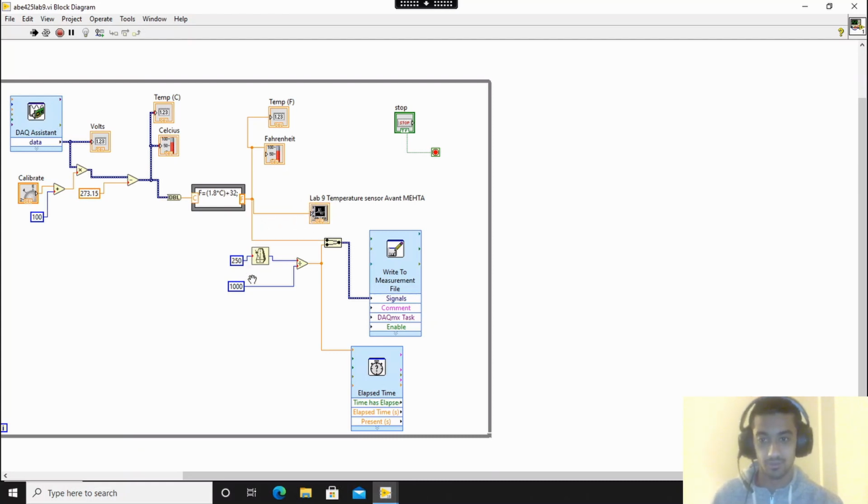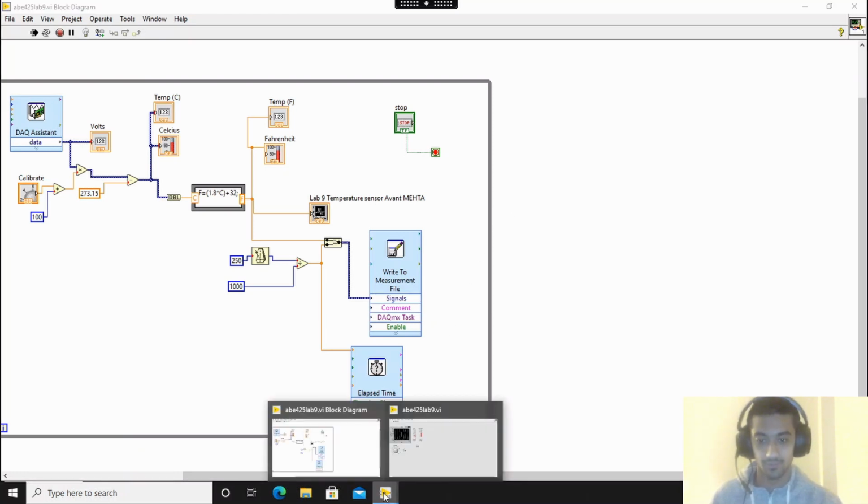And we have the time controller over here. It makes sure that it takes data at every correct interval of time, and then it's merged together. It's written to the measurement file, and we have trackers of the elapsed time. And of course, the entire thing is in a while loop block, the stop button of which is attached to the end of the while loop over here. So that controls the stoppage of the while loop.